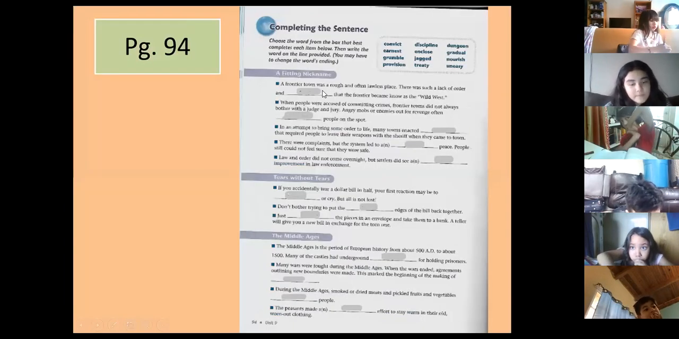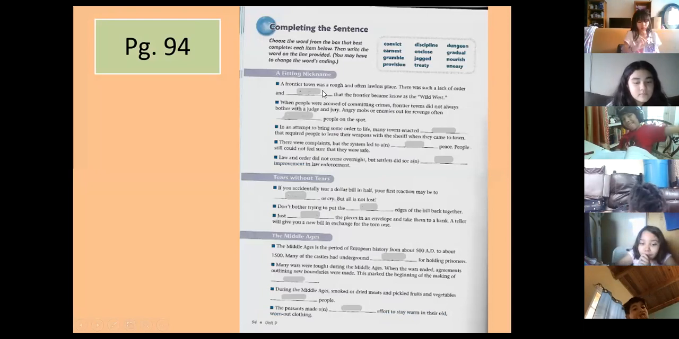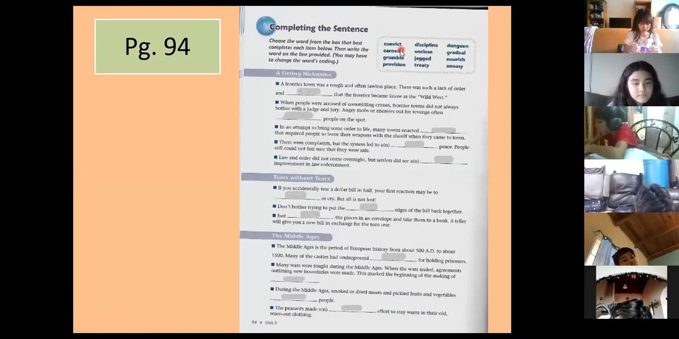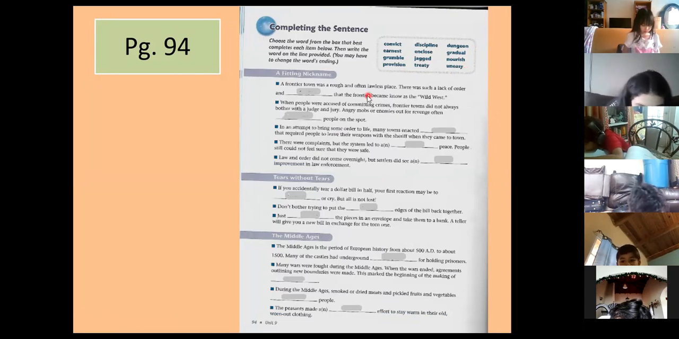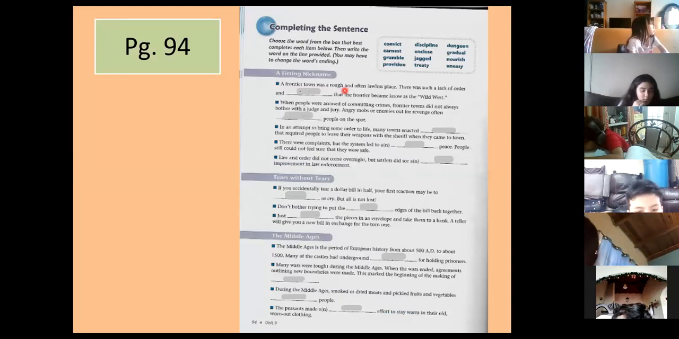So we have page 94. I was telling you that you need to complete the answers according to the sentence. So we have convict, earnest, crumble, provision, discipline, close, jack, treaty, dungeon, cradle, nourish, and uneasy. Okay, number 1, Isabella, help me to read sentence number 1, please. A fitting nickname. A frontier town was a raw and often lawless place. There was such a lack of order that the frontier became known as the Wild West. What do you think is the word that matches here?